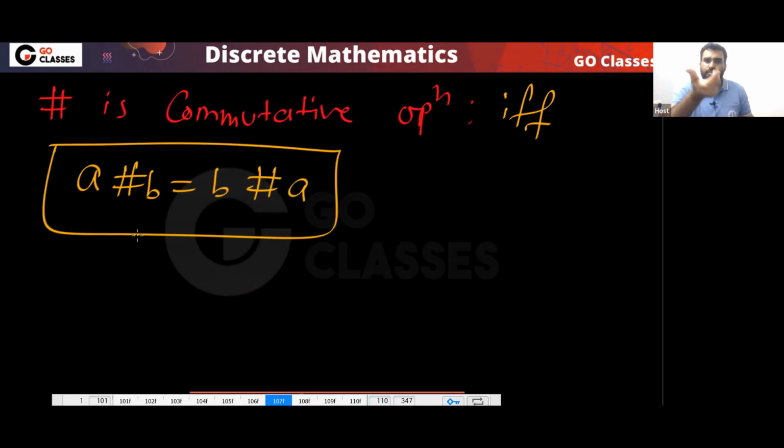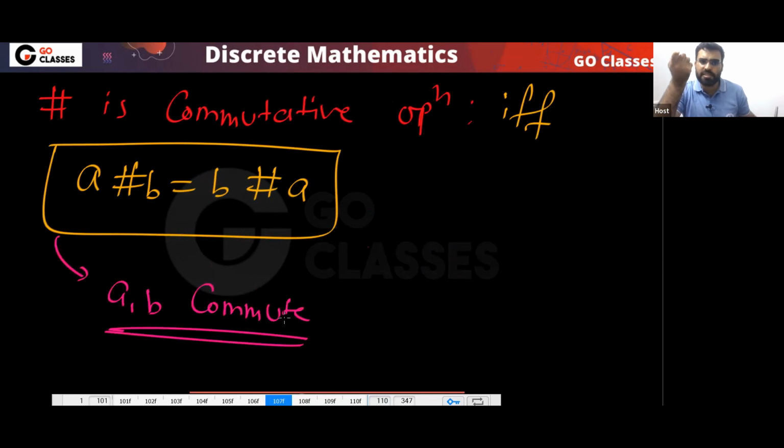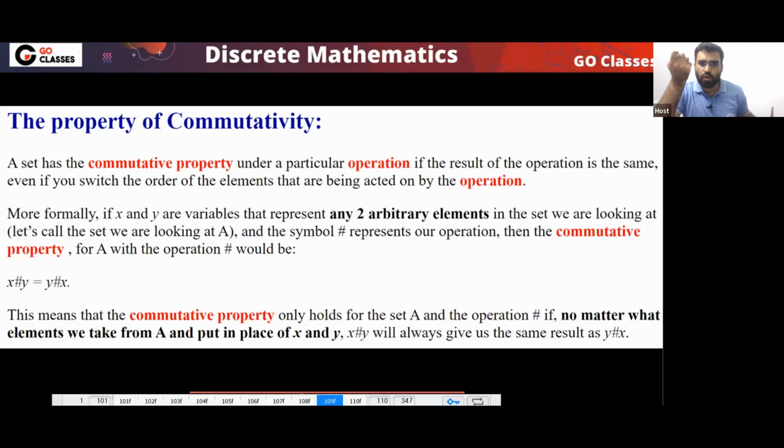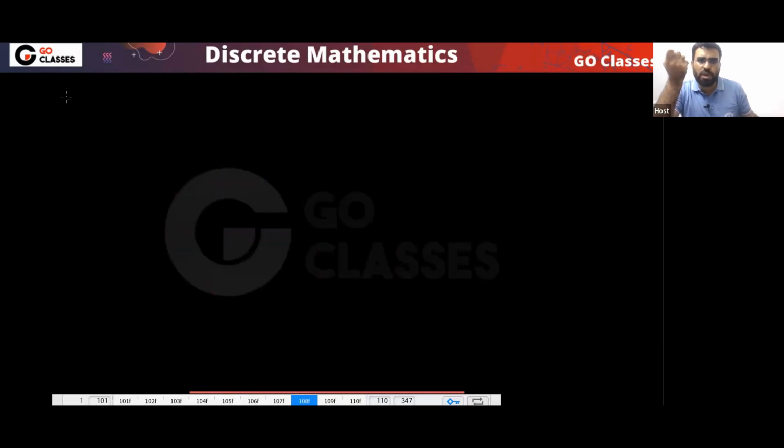Commutative means they can commute. Basically, here I can say that A, B commute. It means their order does not matter. A hash B is the same as B hash A. This is the definition of commutative. For all elements, this should happen. So if you have this set and this operation, it's commutative.